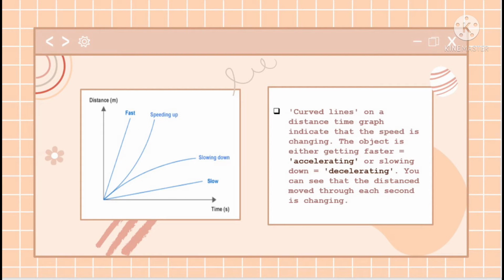Curved line. A curved line on the distance time graph indicates the speed is changing. The object is either getting faster, or accelerating, or slowing down, which is decelerating. You can see the distance moved through each second is changing.